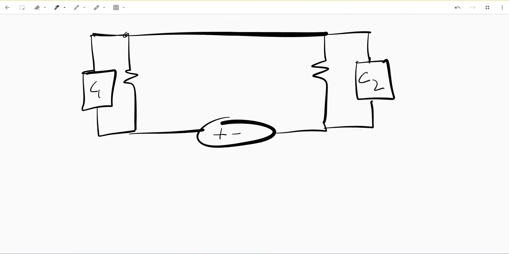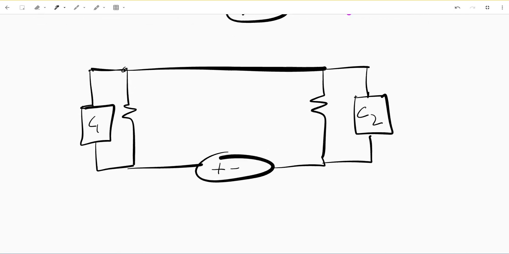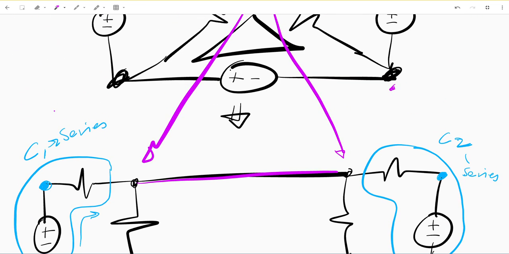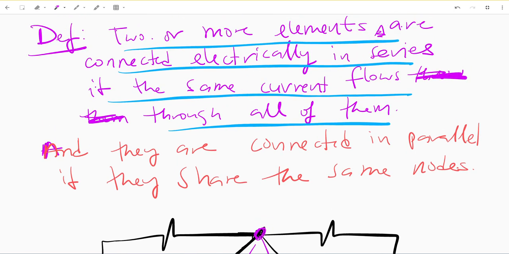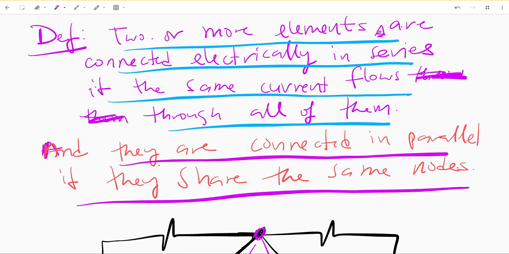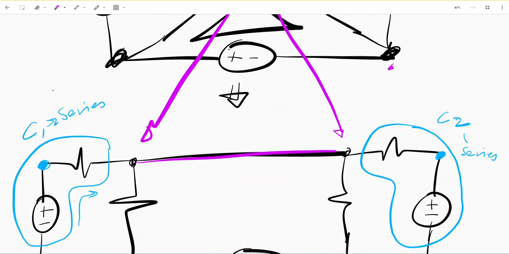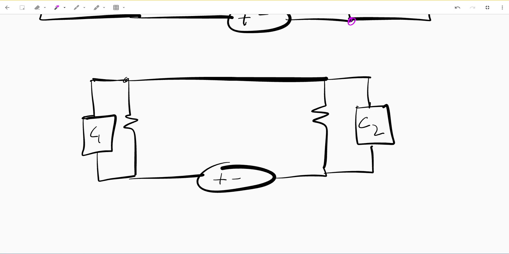And then next, we can consider elements in parallel. So we define elements in parallel: elements are connected electrically in parallel if they are connected, if they share the same nodes, right? So if we come down to our circuit, this is a common node, N1. This is a common node, N2. So this is the same node as here.